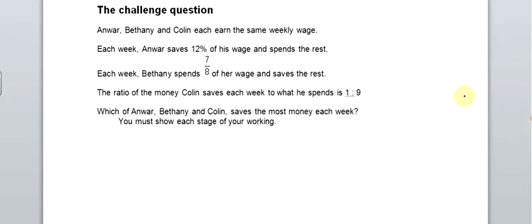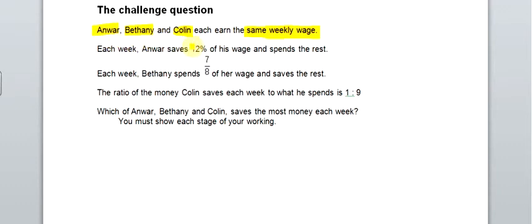Now, finally, the challenge question. Now, this is quite a challenging question. We're going to approach it in the same way that we did the last one. We're just going to have a quick read through and just do the obvious things. So we've got 3 people, Anwar, Bethany and Colin, and they each earn the same weekly wage, so they each get the same amount of money.